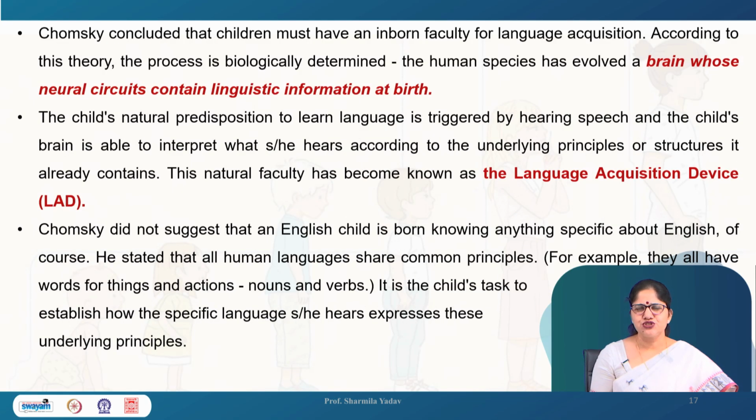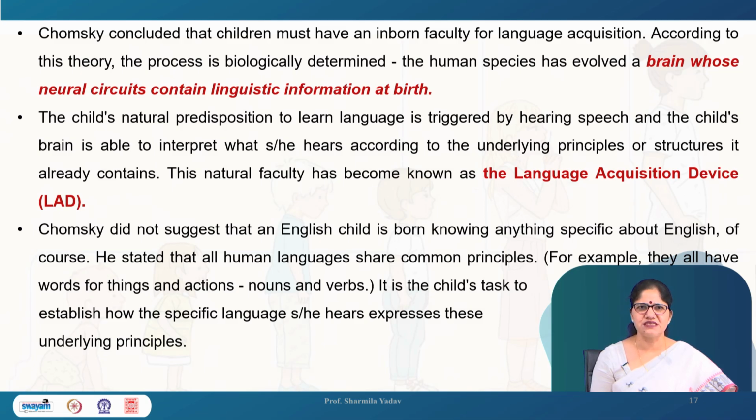Chomsky concluded that children must have an inborn faculty for language acquisition. According to this theory, the process is biologically determined. The human species has evolved a brain whose neural circuits contain linguistic information right from birth. The child's natural predisposition to learn language is triggered when he or she listens to speech, and the child's brain is able to interpret what he hears according to the underlying principles or structures it already contains. So this natural faculty has become known as the language acquisition device, and in short we say LAD.